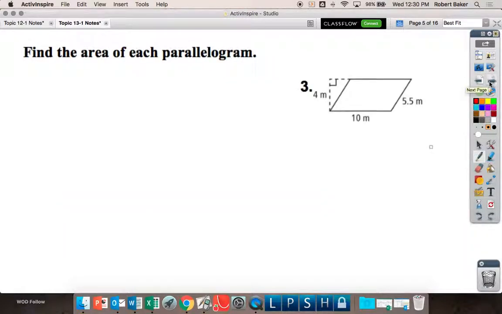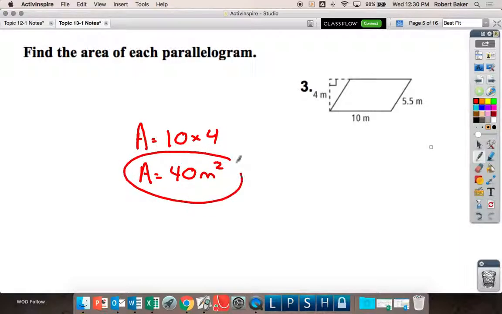Cool. Okay, last one. Base times height. Equals 40 meters squared. Area equals base times height, 40 meters squared. Is anybody uber concerned or confused with how this process works? Are you good? Okay, 40, remember? Too soon?